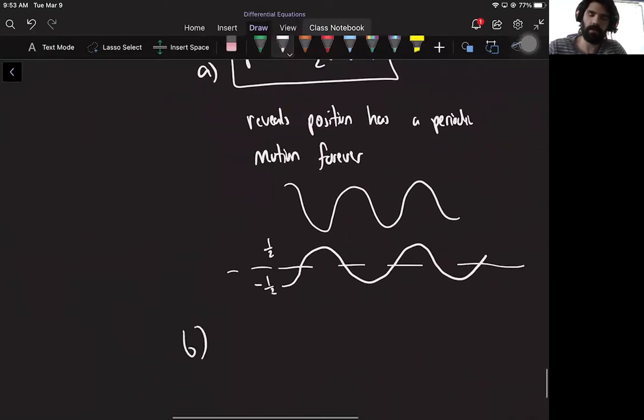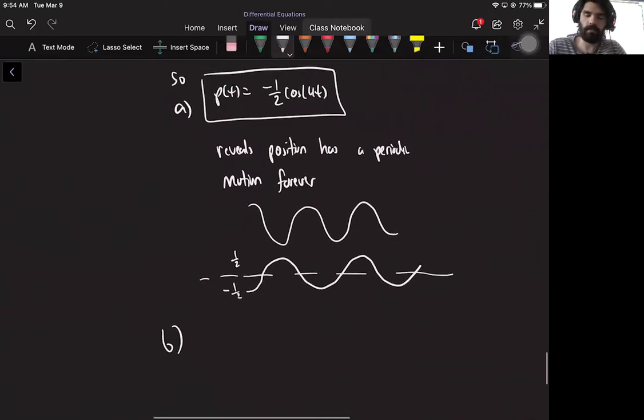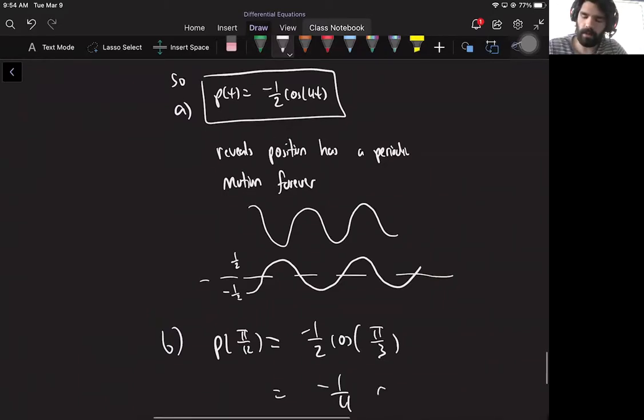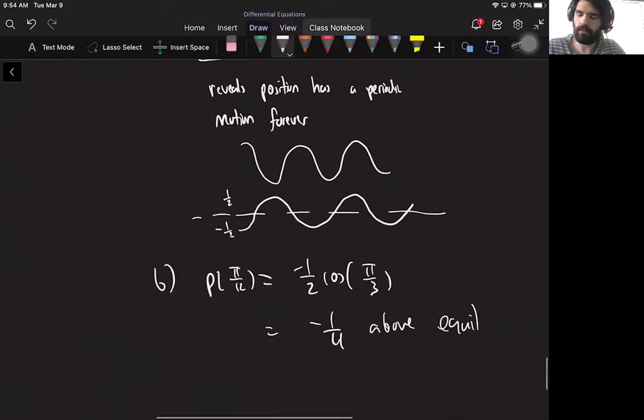Part B is just saying, where is it after pi over 12 seconds? So just plug in pi over 12. And this will be that. So then it'll be up above equilibrium 1/4 of a foot. Okay.